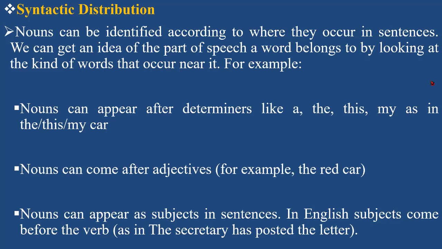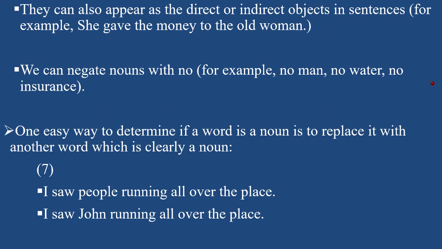So nouns can appear as subjects in a sentence. Okay, in English, subjects come before the verb, as in the secretary has posted the letter. So secretary, automatically it's a noun because it occurs in the subject position of a sentence. They can also appear as the direct or indirect objects in sentences. For example, she gave the money to the old woman. Okay, so we have the money and then we have woman, direct and indirect objects.